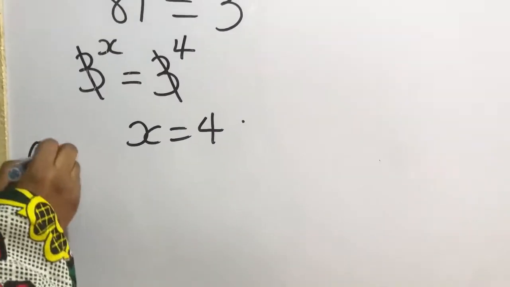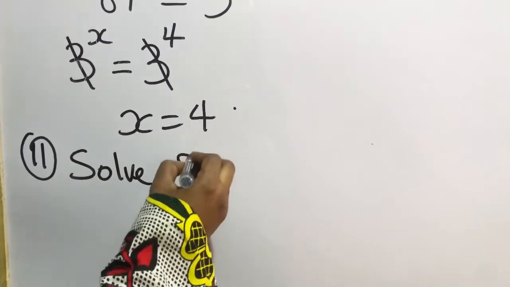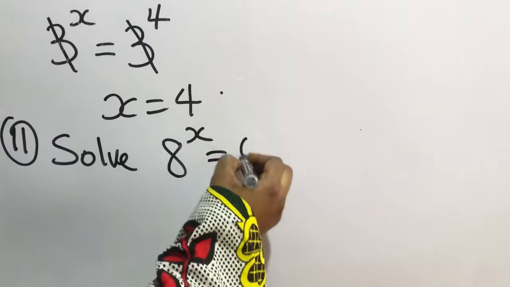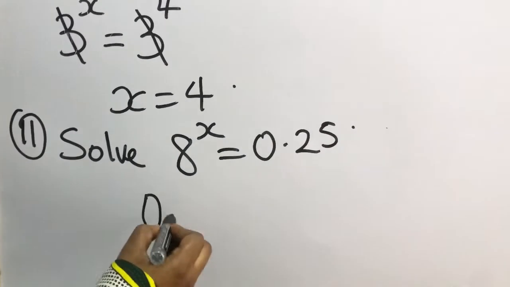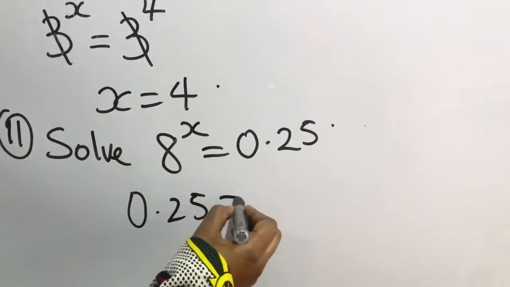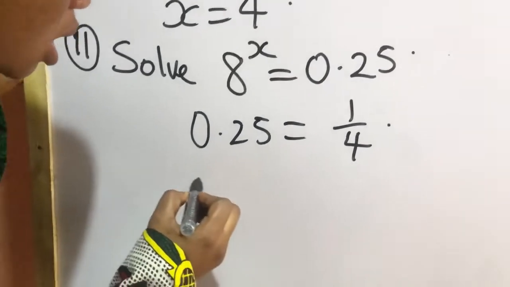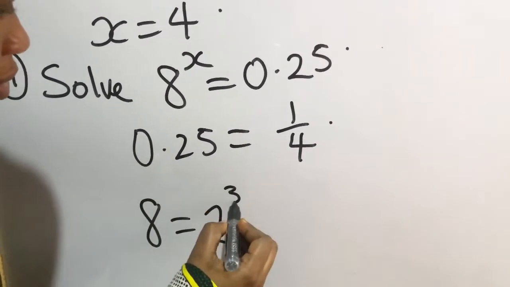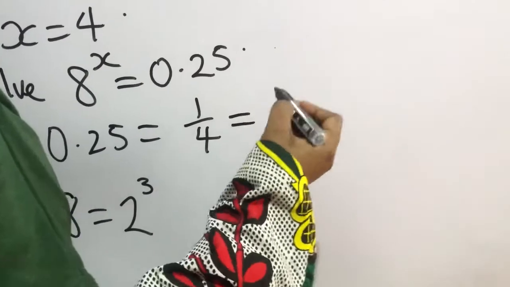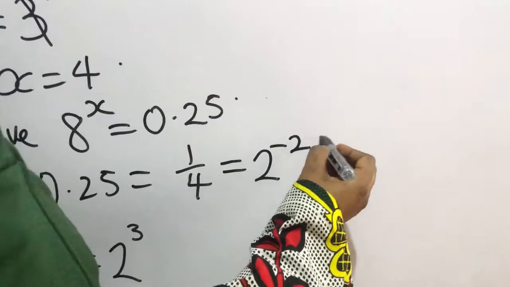2. Solve 8 raised to power x to be equal to 0.25. So 0.25 can be expressed as 1 over 4, and 8 can be expressed as 2 raised to power 3. So this 1 over 4 can still be expressed as 2 raised to power minus 2.